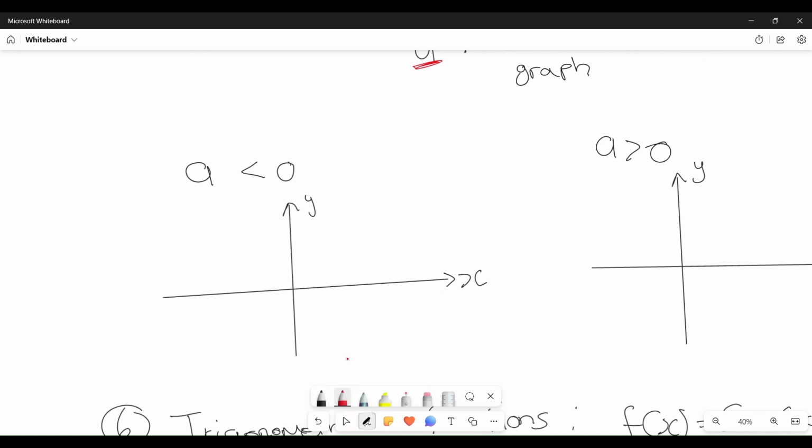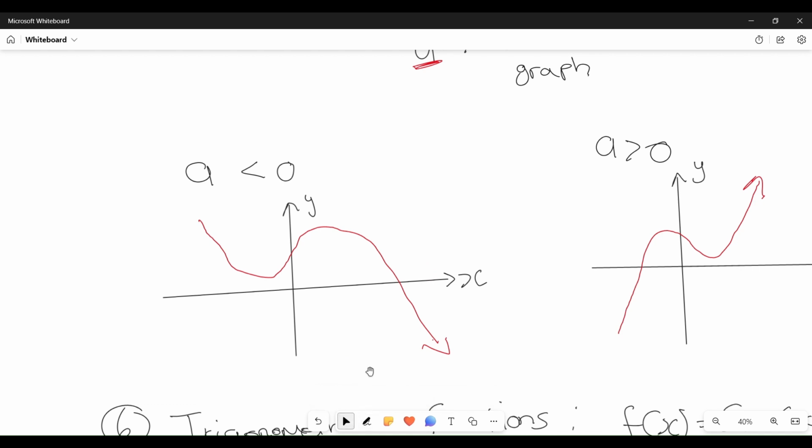So now if a is negative, this is how our function would look like. For a cubic function, this is how our function would look like if a is negative. But then what if it is positive? Then if a is positive, then this is how our function will look like. This is how our cubic function would look like if a is positive. So that's how a determines the shape of our cubic function.